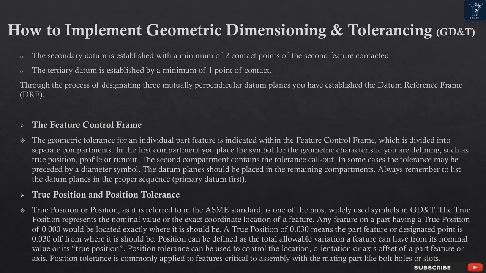Position can be defined as the total allowable variation a feature can have from its nominal value or its true position. Position tolerance can be used to control the location, orientation or axis offset of a part feature or axis. Position tolerance is commonly applied to features critical to assembly with the mating part, like bolt holes or slots.